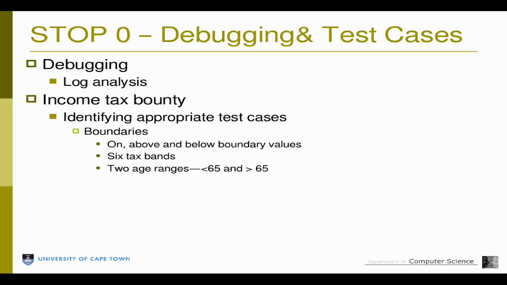Bearing in mind the income tax guideline splits up different income streams into six bands, I came up with on-bound, above-bound, and below-bound values for all the six bands. And we also know from the links that I included in the question that age is a factor. The taxation is different for individuals that are less than 60 years old and individuals that are above the age of 65. So I picked out values for individuals that would potentially fall in the age range that is less than 65, and for those that would fall in the age range that is above 65, and then combined the two.